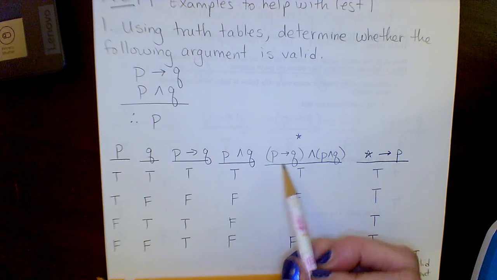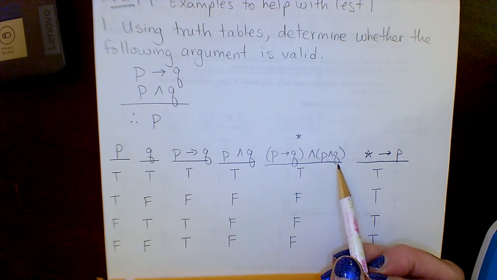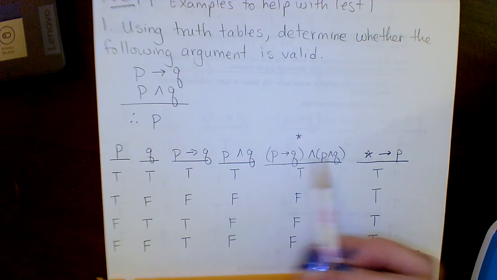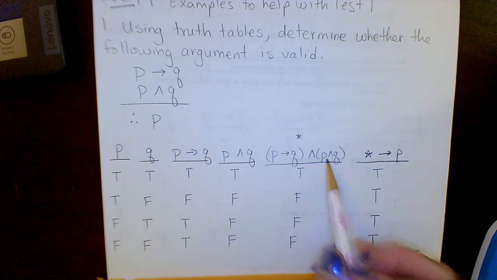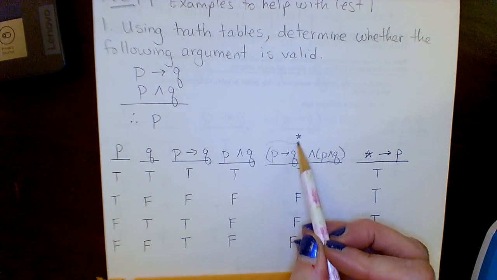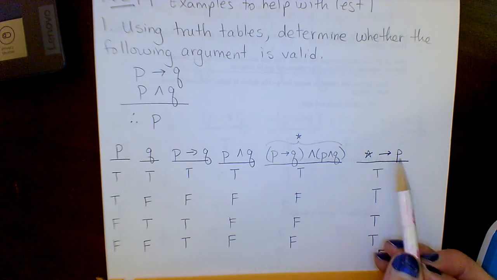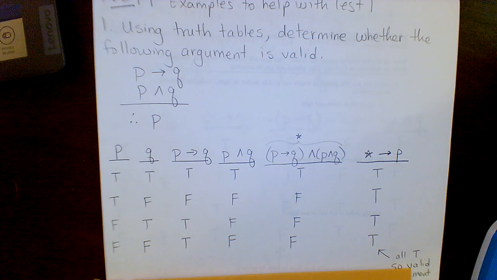Now what I tend to do, and you might have seen this in my notes for 112, is get kind of lazy and not want to rewrite all of this over here, so I'm just going to call that star, and then star implies P, just to make it a little easier on what I have to write.